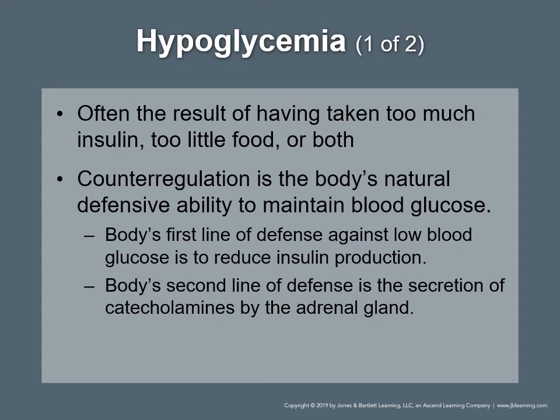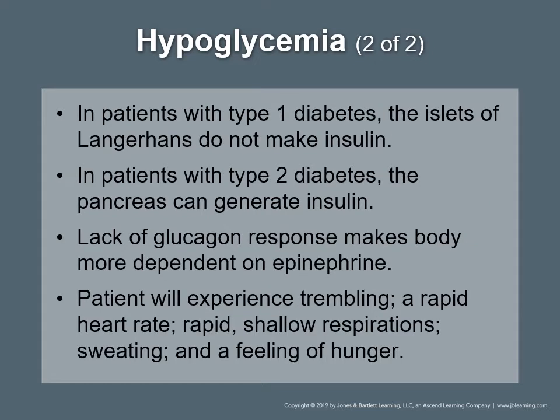Hypoglycemia. Hypoglycemia in a person with type 1 diabetes is often the result of having taken too much insulin, too little food, or both. Hypoglycemic crisis, also known as insulin shock, is the result of hypoglycemia. Counterregulation is the body's natural defensive ability to maintain blood glucose at an appropriate level. The body's first line of defense against low blood glucose is to reduce insulin production by the pancreas and to increase glucagon production by the alpha cells. The body's second line of defense is the secretion of catecholamines by the adrenal gland. Stimulation of the autonomic nervous system generates signals that allow production of counter-regulatory hormones to increase.